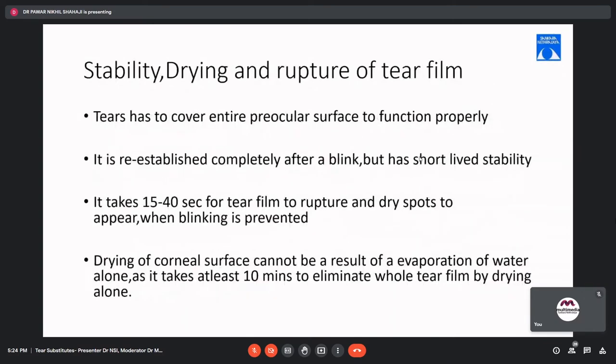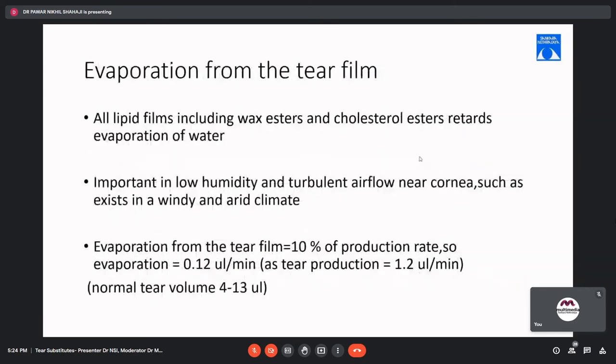So which is the commonest evaporative dry eye causing disease? Anybody? Ma'am, MGD. Why? Because the meibomian gland is dysfunctional, so the lipid production is less. Lipid production is not less. Actually, lipid production is altered. You may have enhanced free fatty acids also in those conditions. All right?